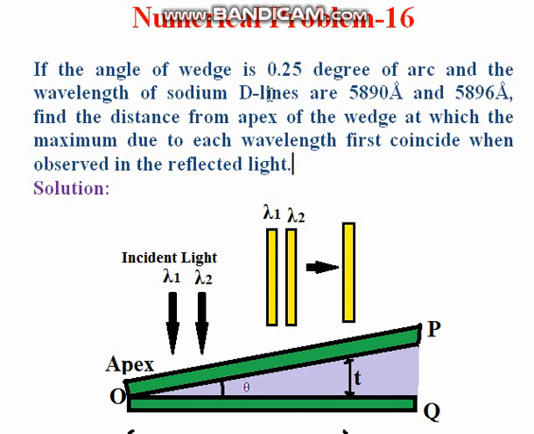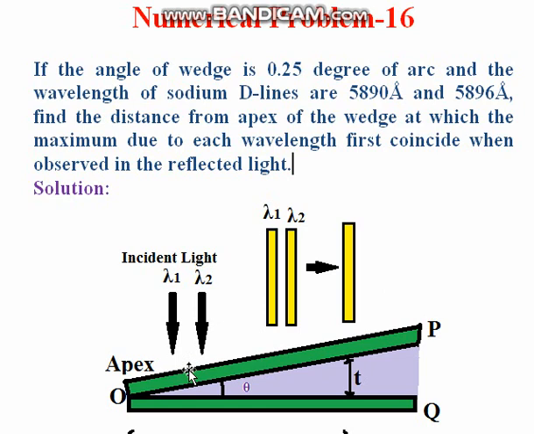Now see, there are two wavelengths. There is a sodium light, and we know that sodium light or any other light is not a true monochromatic source. In sodium light there are two prominent wavelengths, 5890 angstrom and 5896 angstrom. These two wavelengths are known as the D1 and D2 lines of the sodium light. So we work on these two wavelengths, lambda 1 and lambda 2, which fall normally on the upper surface.